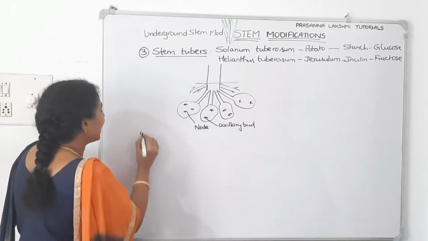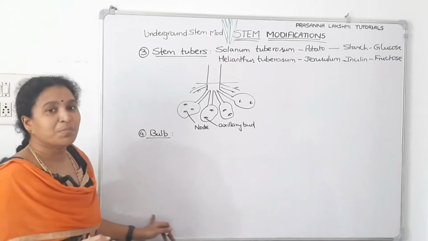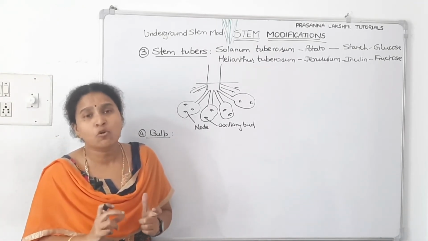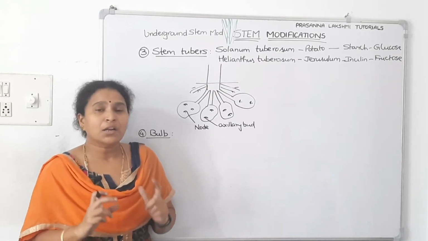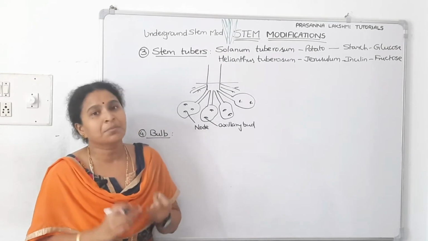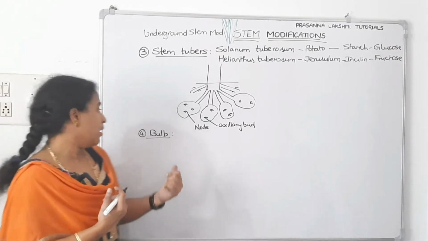Now the fourth type is called as bulb. So what is bulb? It's a disc-shaped condensed structure having many nodes and internodes. And on top of that, because it's again a stem, so from the nodes again the leaves will come. The leaves will help in storage of succulent watery material. Onion is an example.